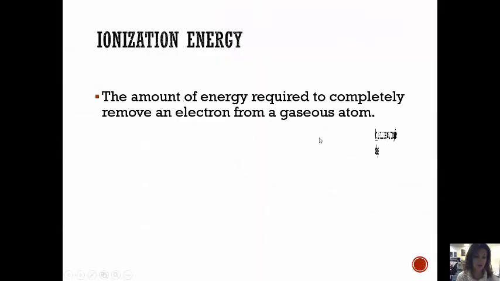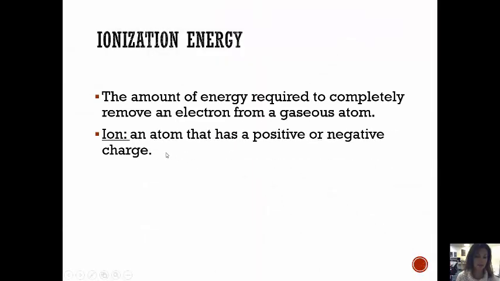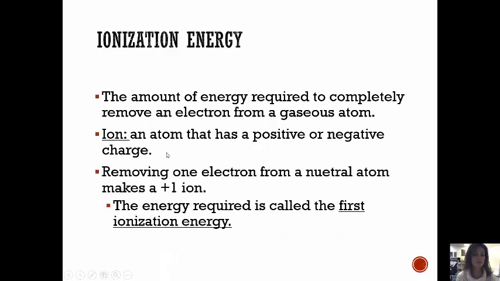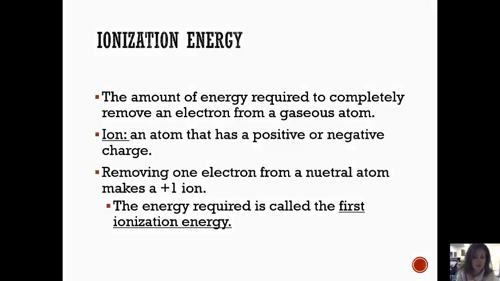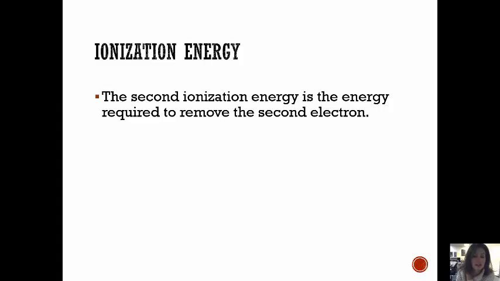All right. So remember that an ion is a positive or negative charge. Removing one electron requires energy, and if you're removing the first electron, that's the first ionization energy. So the second ionization energy, if you've already removed one, and now the protons outnumber the electrons, you can bet that the second ionization energy is going to require even more energy. If you remove a second electron after it's already short electrons, it's going to require even more energy.